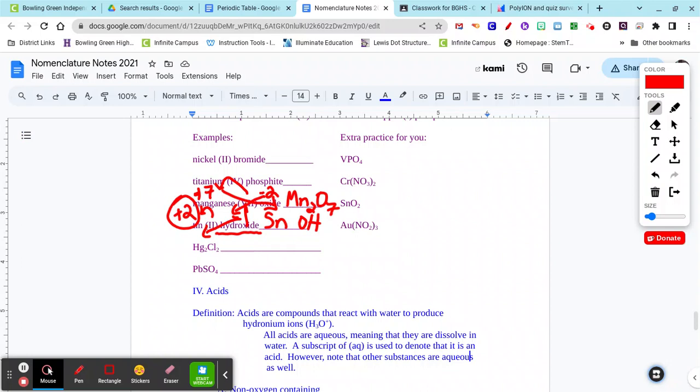It's really important that you put that hydroxide in parentheses. Otherwise, it looks like you only have 2 hydrogens and not 2 hydrogens and 2 oxygens. Okay? Now, the reason that I've included this next one is because it's kind of tricky.